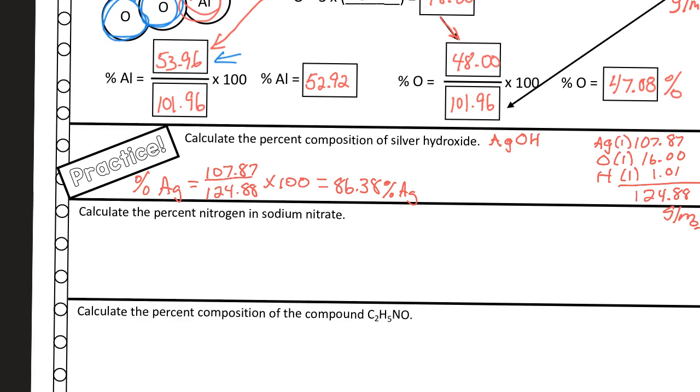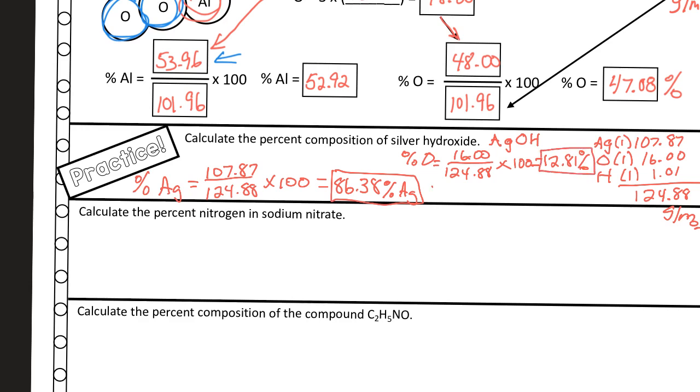Now I'm ready for my oxygen. Again, I made this kind of small, so I'm going to try to squeeze it in over here. So percent of oxygen is going to be equal to 16.00 over my total, 124.88 times 100. And that's going to give me a percent for oxygen of 12.81%. I think I'll put boxes around these so they stand out a little better and so it looks pretty.